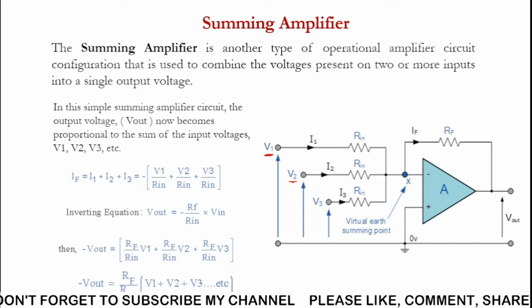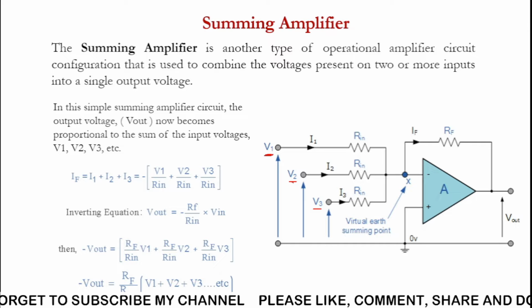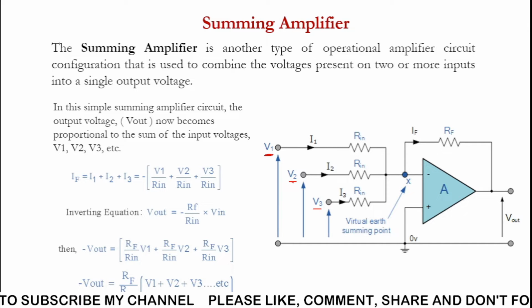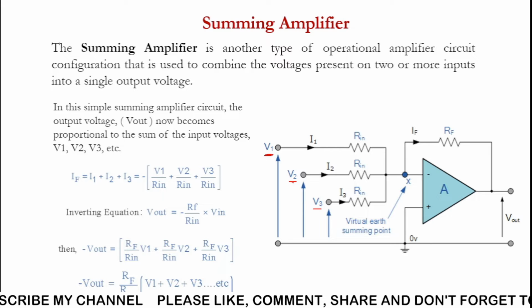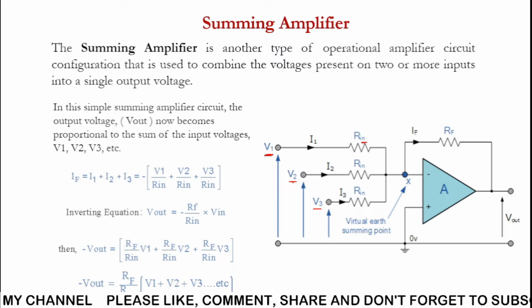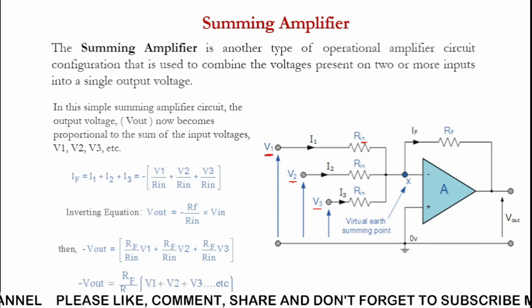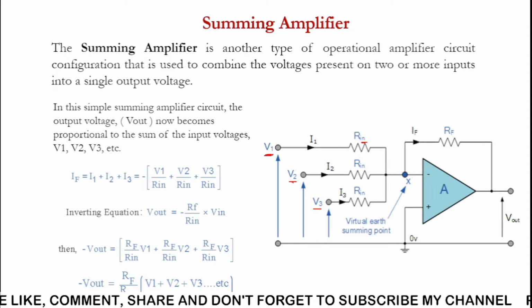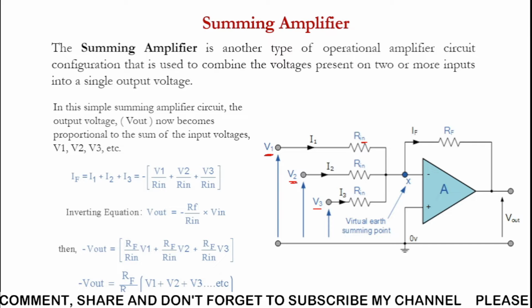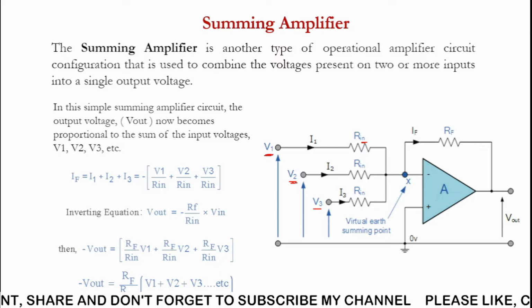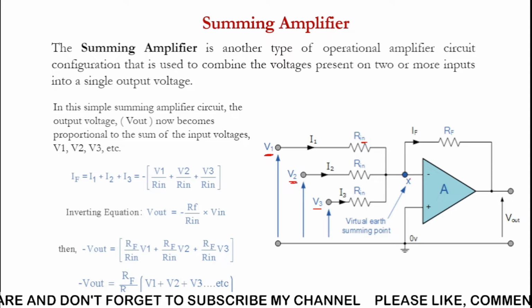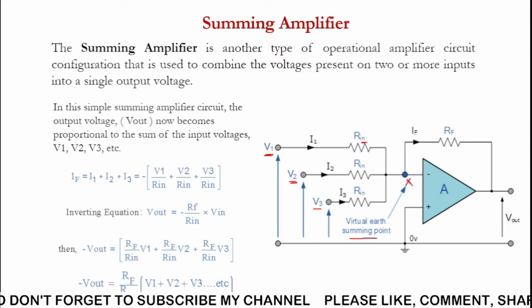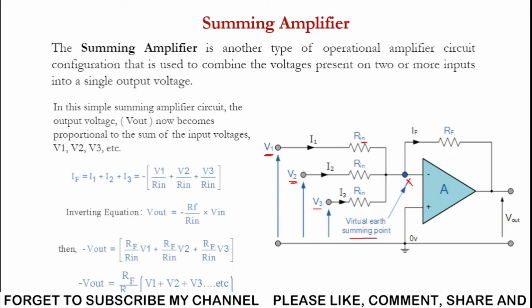So look at here, V1, V2, V3, these are the inputs. So we can connect so many. With that, we have resistance R in for V1, resistance R in, same resistance for V2, resistance R in, same for V3. So they collectively have a current that is flowing through it, I1 due to V1, I2 due to V2, and I3 due to V3, and they are collectively given to the virtual earth summing point.